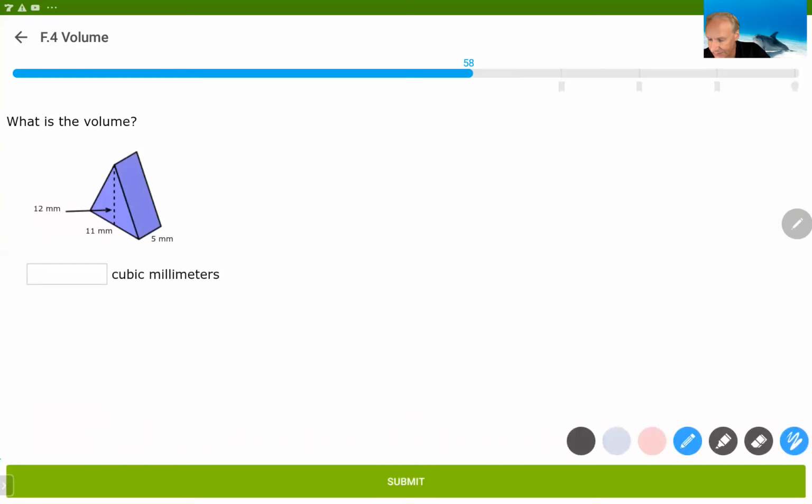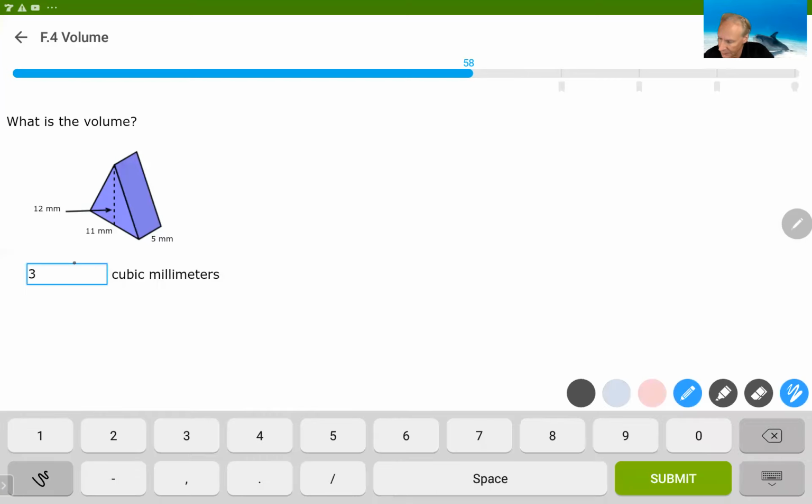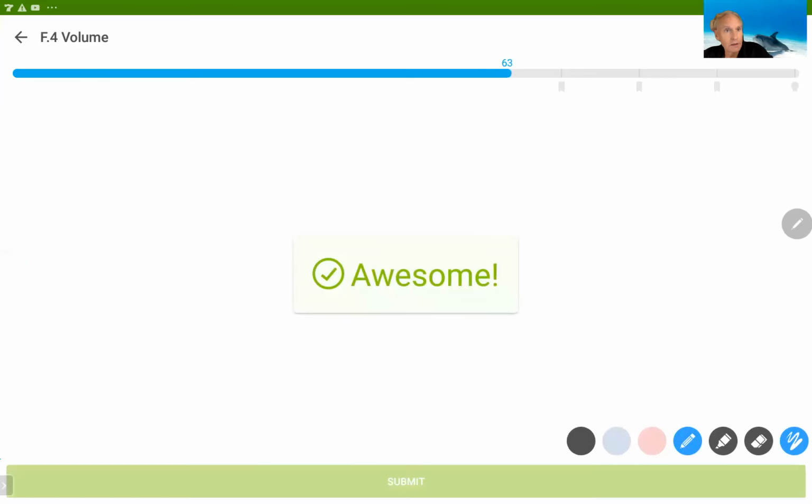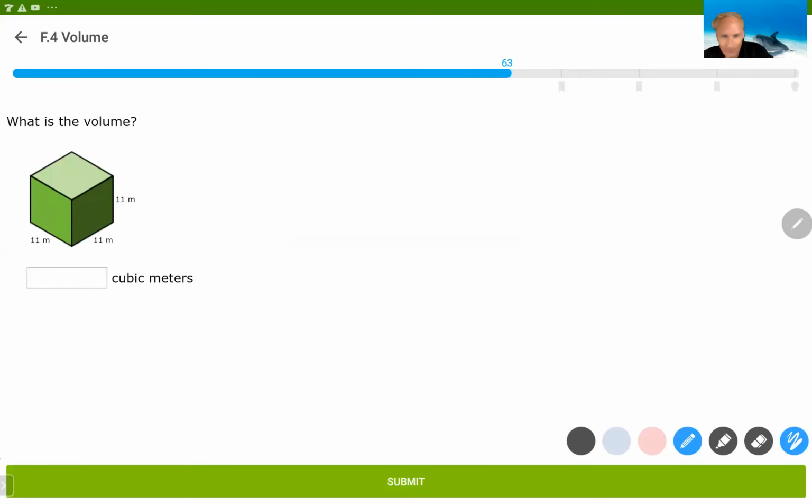All right. Let's see if I can actually do it right this time. Again, we're looking at the area of the base times the height. This is going to be 66 times 5, which is 330. See if I can actually do one right in my head here. Got to quit relying on my calculator. What is the volume? 11 cubed, that's 121 times 11. The area of the base is 121. This is the volume. And that's going to be 1331.